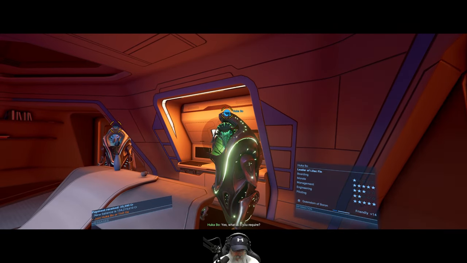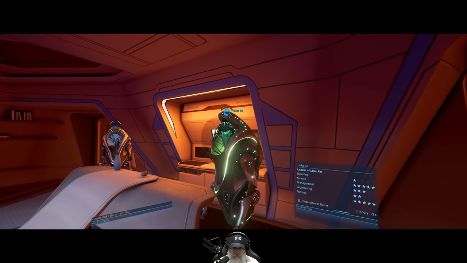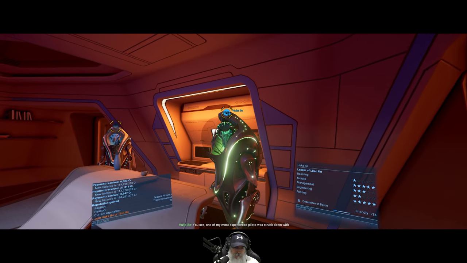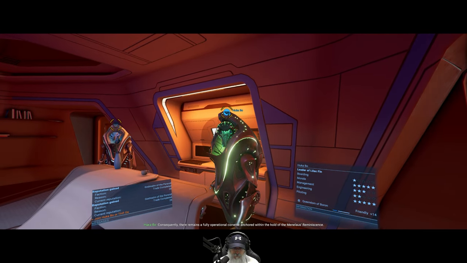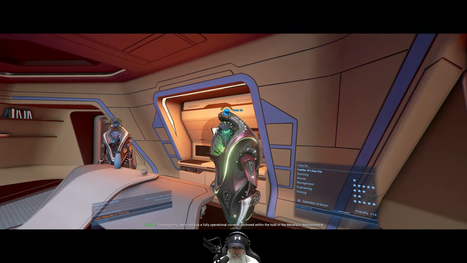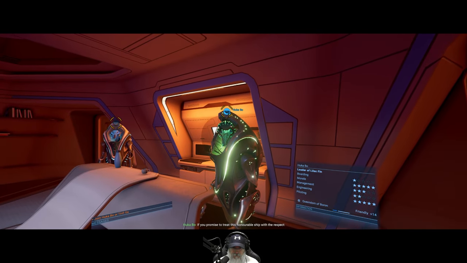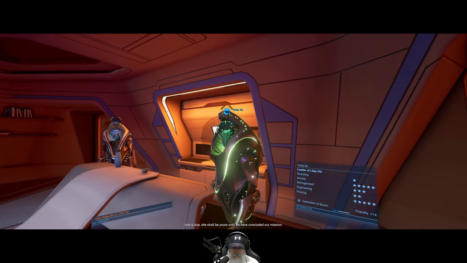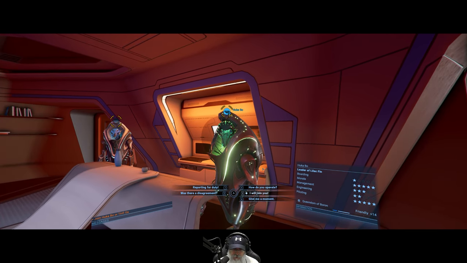Yes. What is it you require? Reporting for duty? Evidently, it was wise to rely on Leda Wee to send me a suitably pugnacious replacement. You see, one of my most experienced pilots was struck down with space sickness and is confined for the time being to an aqua chamber. Consequently, there remains a fully operational corvette anchored within the hold of the Minilaus Reminiscence. If you promise to treat this honorable ship with the respect she is due, she shall be yours until we have concluded our mission.